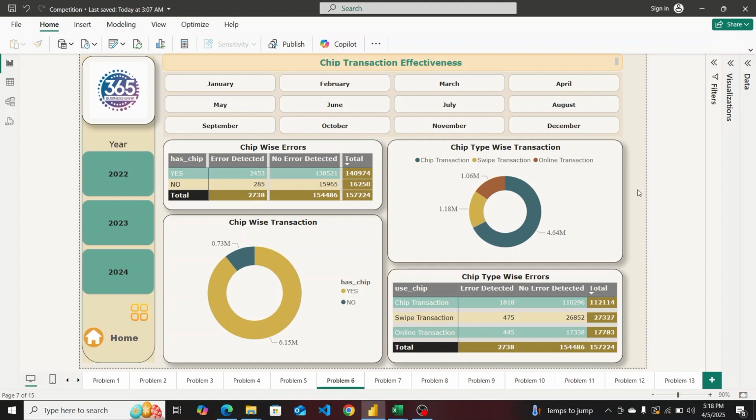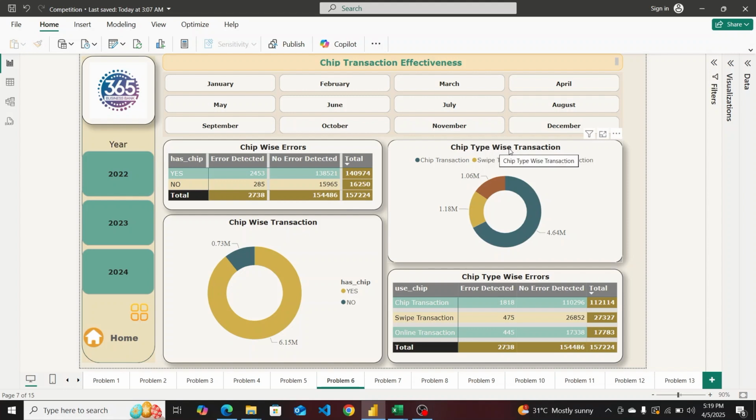This is problem 6, which is chip transaction effectiveness. So chip-wise error, whether the card has a chip or not. There are 2453 instances in which an error has been detected when a card has a chip. This graph shows the volume of transactions in which cards have a chip, which is 6.15 million.